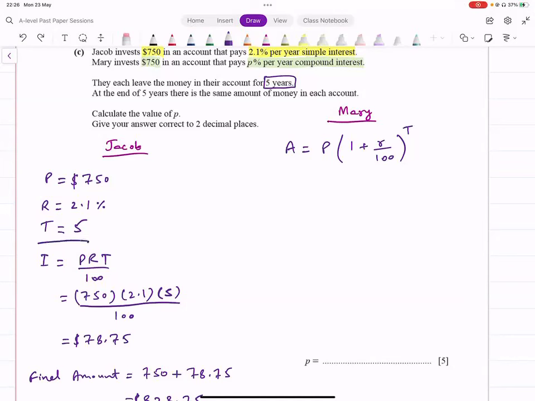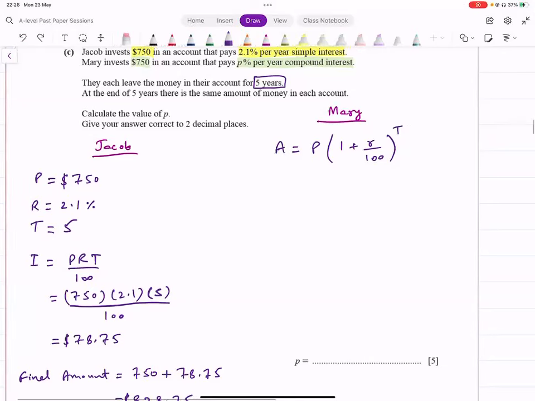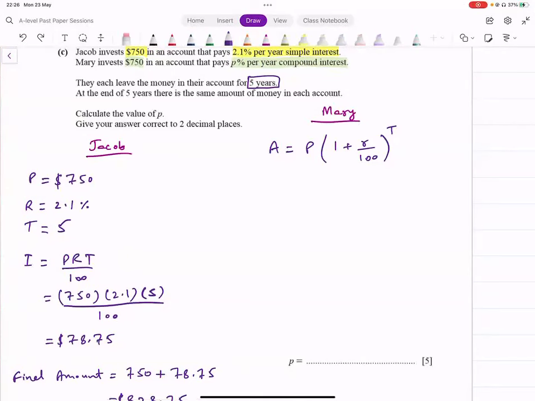Remember, ये वाला फॉर्मूला आपको इंटरेस्ट देता था, सिंपल इंटरेस्ट वाला फॉर्मूला. जो कंपाउंड इंटरेस्ट वाला फॉर्मूला है, ये आपको फाइनल अमाउंट बताता है आफ्टर द एंड ऑफ द टाइम पीरियड. आपको फाइनल अमाउंट यहाँ से डायरेक्टली मिल जाएगी, आपको 750 ऐड नहीं करना पड़ेगा इसके अंदर. ठीक है, अब इसमें हमारे पास क्या क्या इंफॉर्मेशन है फॉर मैरी? We know the principal amount here is also $750. The rate here is P%. Time is also 5 years here. ये हमारे पास मैरी की इंफॉर्मेशन है.